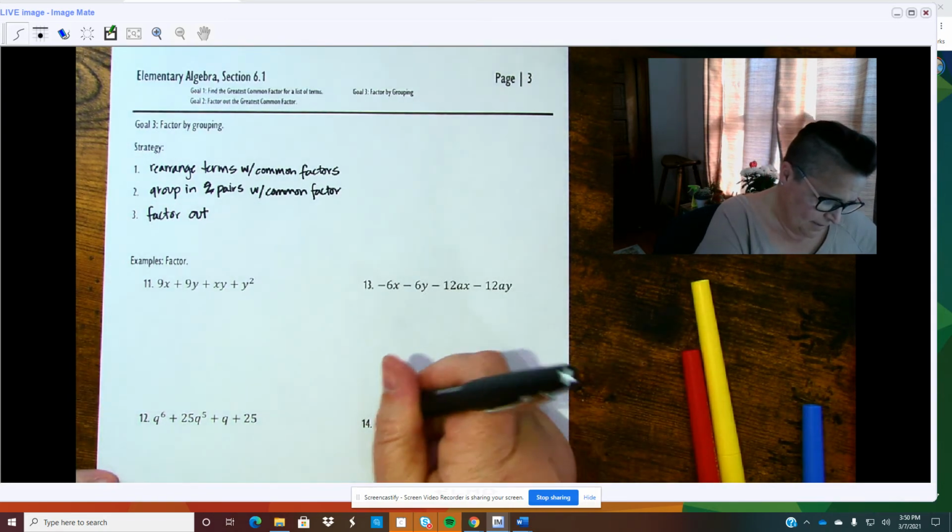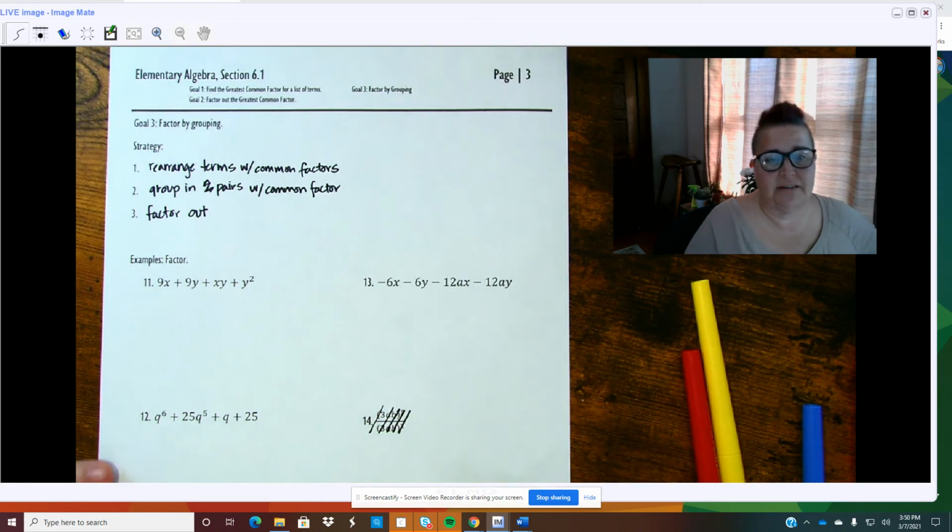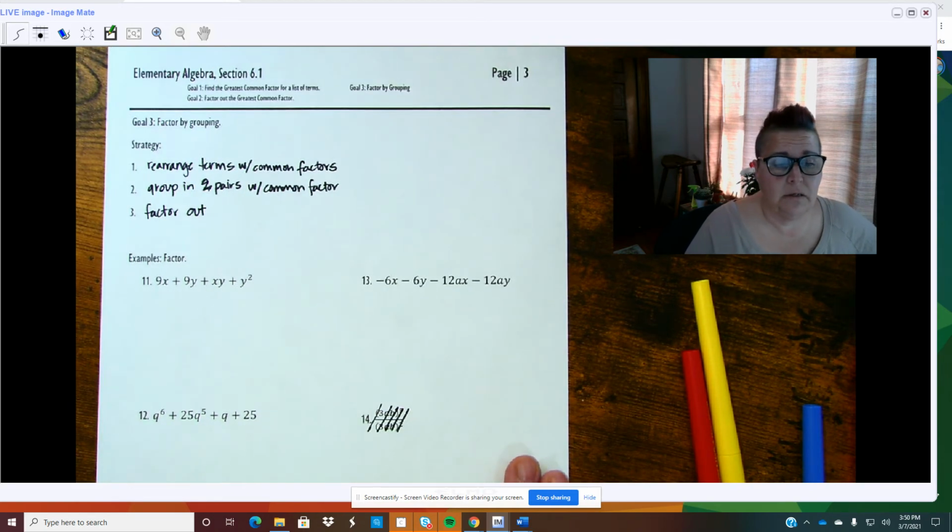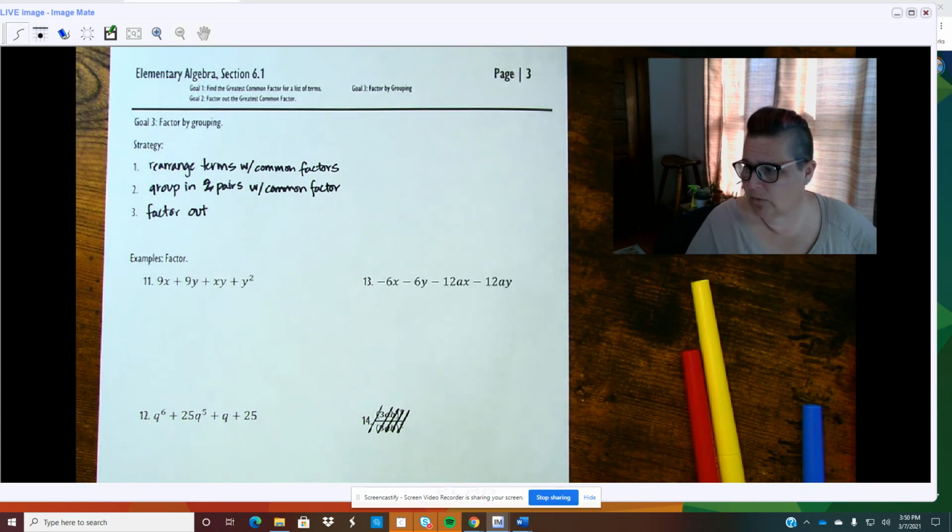I don't think 14 makes any sense here. I think I left a typo. That's all right. It happens. Okay, so I've got 3 examples for us to practice with in our factoring by grouping.